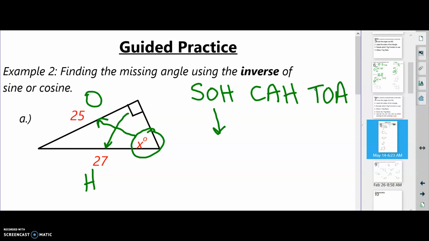Okay, so we are writing the trig function now. S comes first, so I write sine first. Then we always write the angle, so the angle is X. That's what we're trying to find today. Then equals. The O stands for the opposite, so I'm going to write the 25 first, and then the H stands for hypotenuse, so that's going to go second. So we wrote a ratio, a fraction. Now we want to solve that.